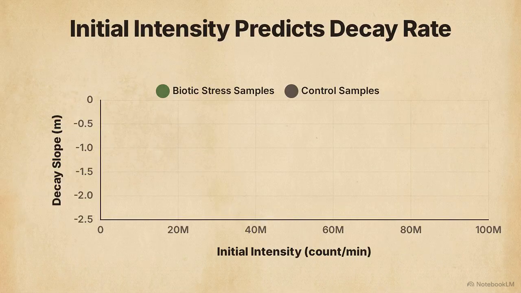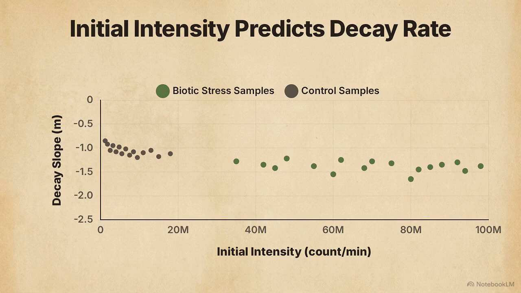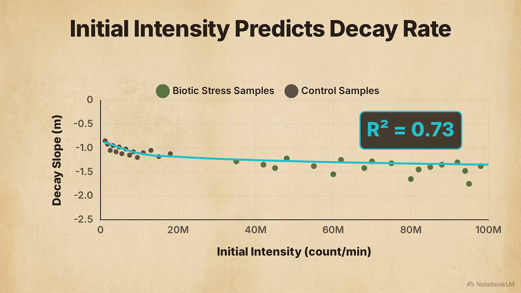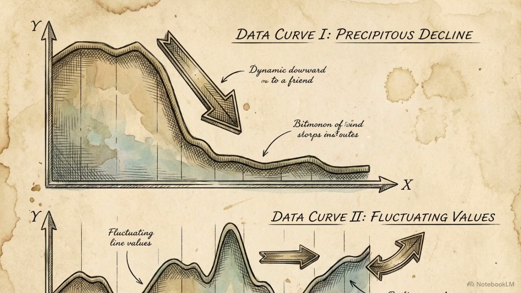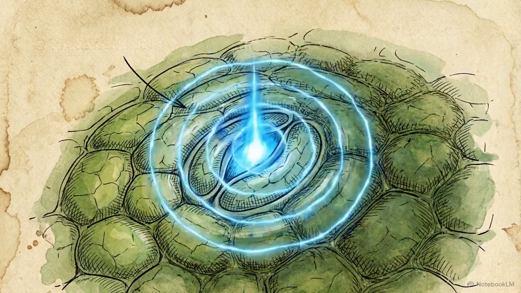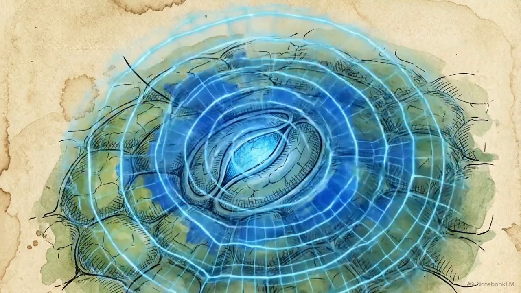To prove this, researchers plotted the data from the biotic and control samples onto a scatter plot, mapping the initial intensity against the decay slope. A logarithmic trend line through these points yields an R-squared correlation value of 0.73, confirming a statistical relationship between the 2 metrics. The graph shows that higher initial photon counts correlate to a steeper decay slope. This suggests that the decay rate is a physiological property identifiable from the first pulse of light the plant emits.